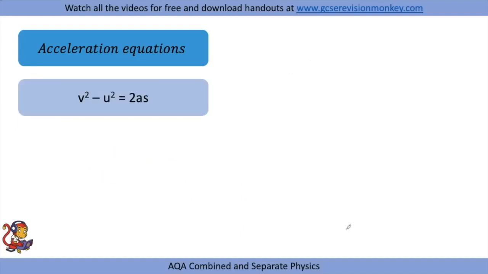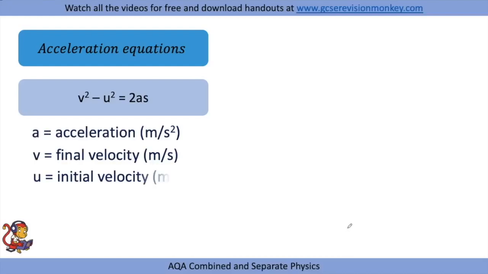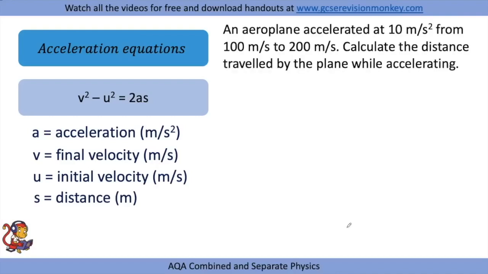Then we've got another acceleration equation, which is v squared minus u squared equals 2as. Again, acceleration, final velocity, initial velocity. s in this equation is distance. And let's have a look at this practice question. It says an aeroplane accelerated at 10 meters per second squared from 100 meters per second to 200 meters per second. Calculate the distance travelled by the plane while accelerating.